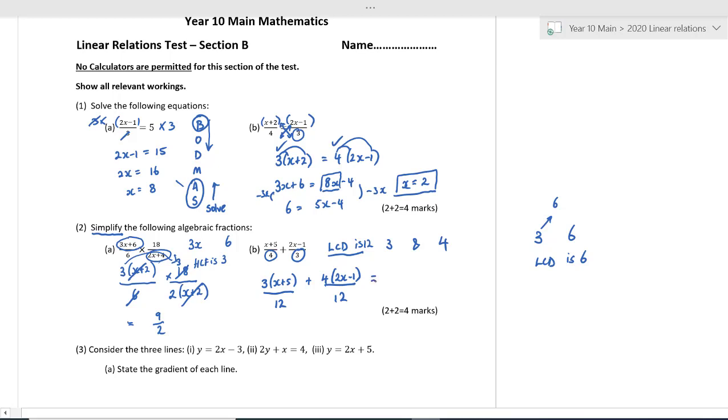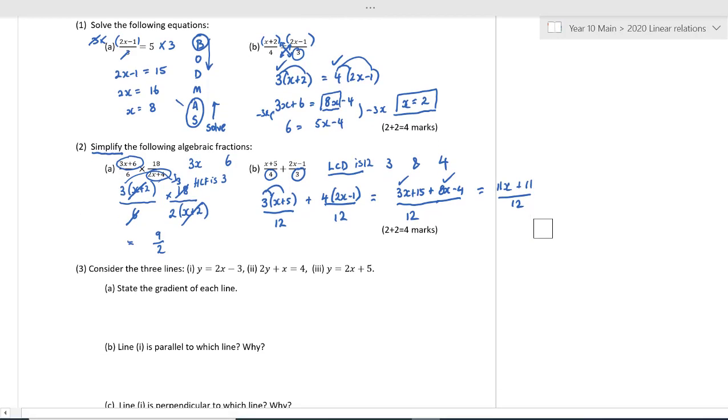Okay, now we can bring that all together. That's all over 12. Let's expand this out, and let's bring it all together. 3x plus 15 plus 8x minus 4. And that's going to give me on top, well, we're going to collect like terms, don't we? We've got 3x plus 8x is 11x plus, what's that, 11 over 12. I'm just going to rub this out because it looks a little bit messy. Okay, so look, we really can't simplify any further than that. That is now simplified.